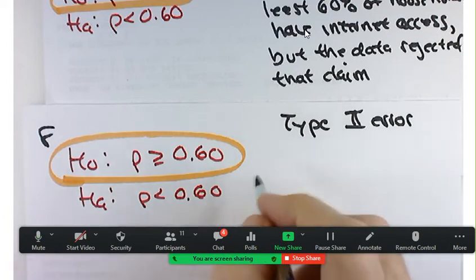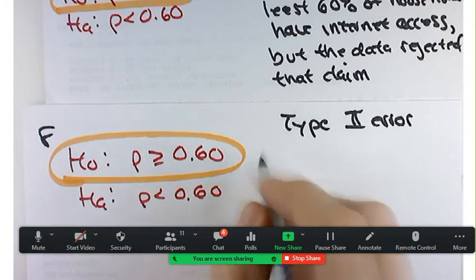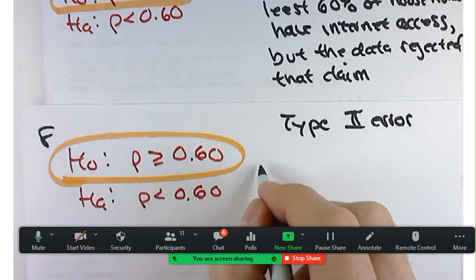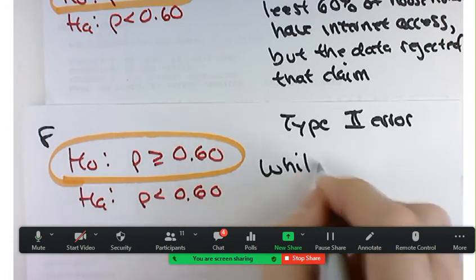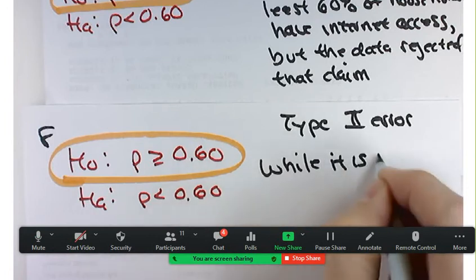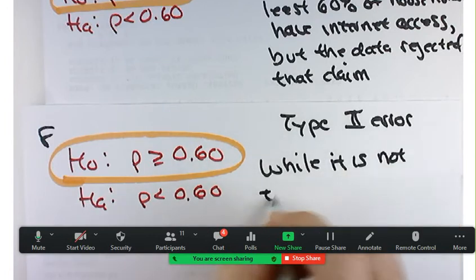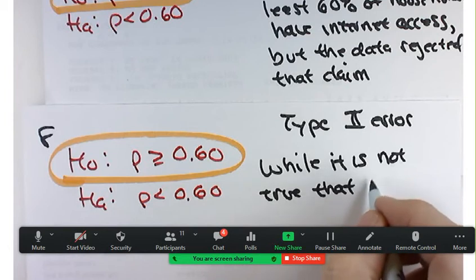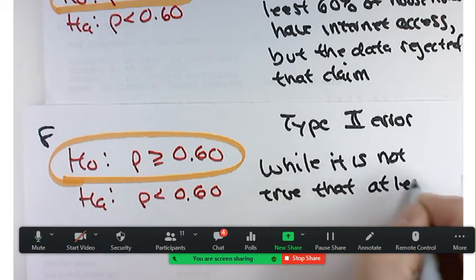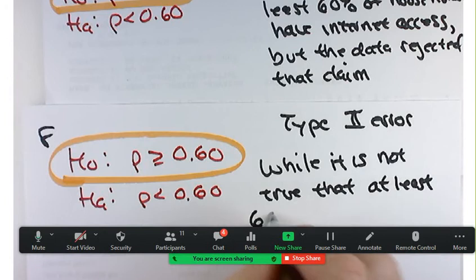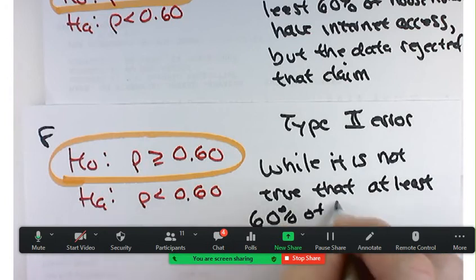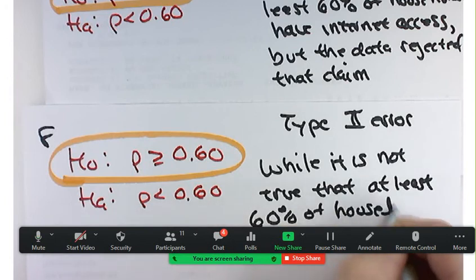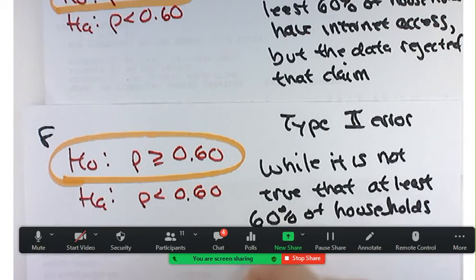So I can say it like this maybe. While it is not true that at least 60% of households have internet access.